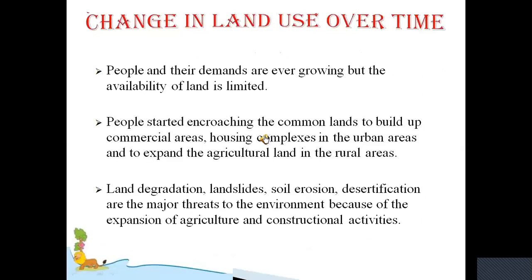Now let us understand change in land use over time. People and their demands are ever growing, but the availability of land is limited. The quality of land also differs from place to place. People started encroaching the common lands to build up commercial areas, housing complexes in the urban areas, and to expand the agricultural land in the rural areas.